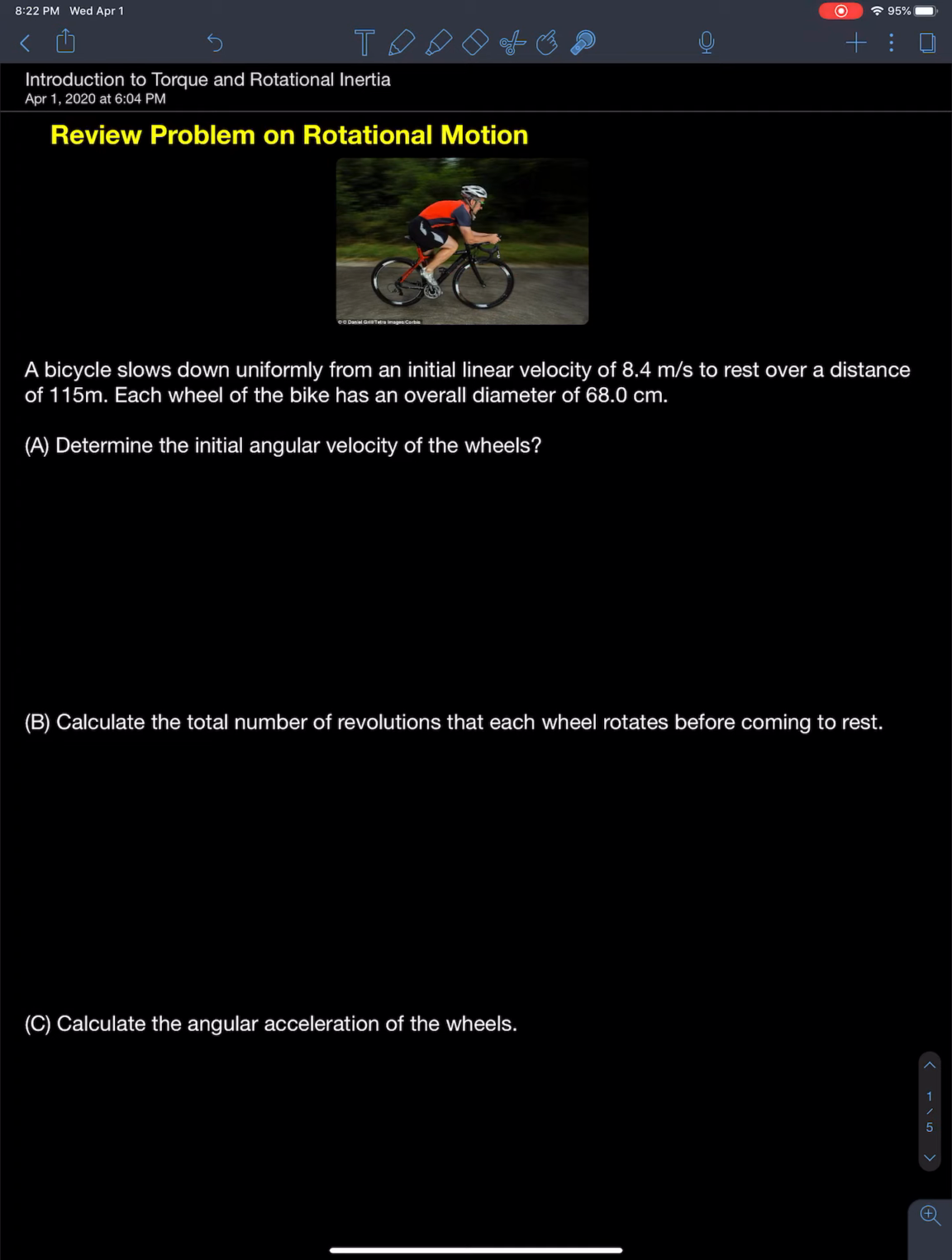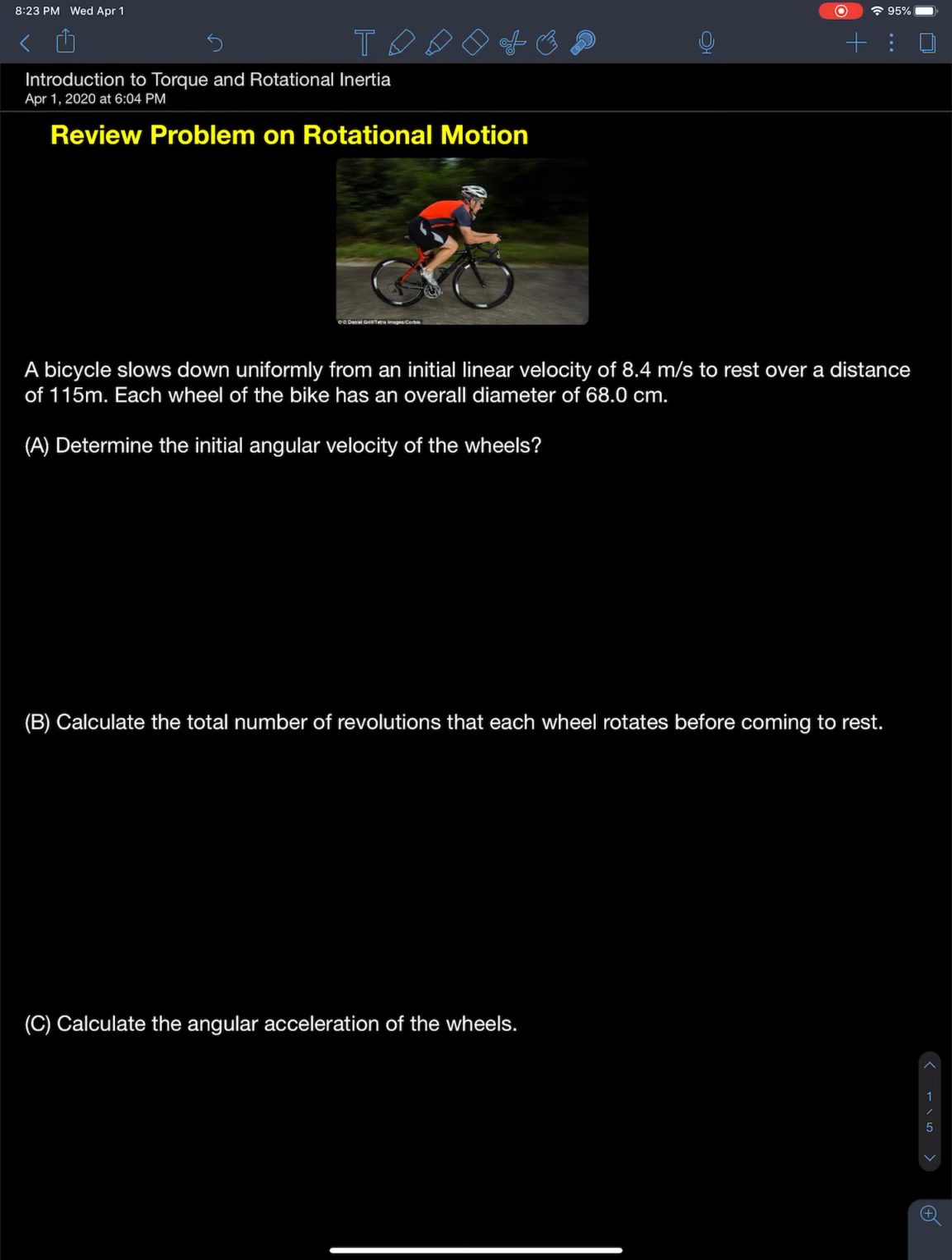This question is a classic question about bicycles, where we're looking at the rotation of the tires on the bicycle. A bicycle slows down uniformly from an initial linear velocity of 8.4 meters per second to rest over a distance of 150 meters. Each wheel of the bike has an overall diameter of 68 centimeters. We're going to use that information to solve the rest of these problems.